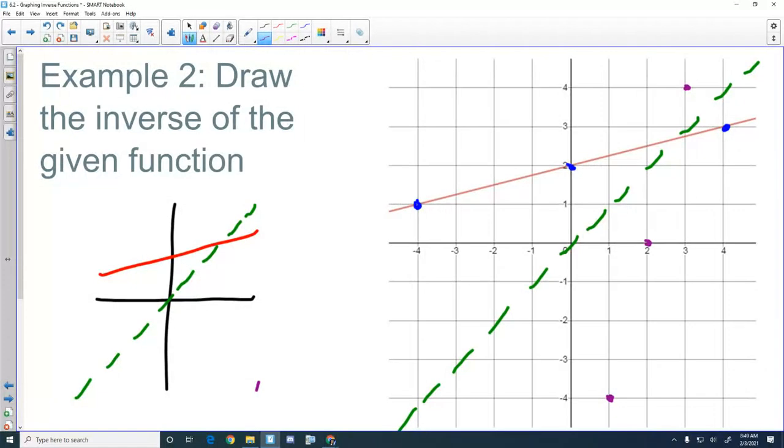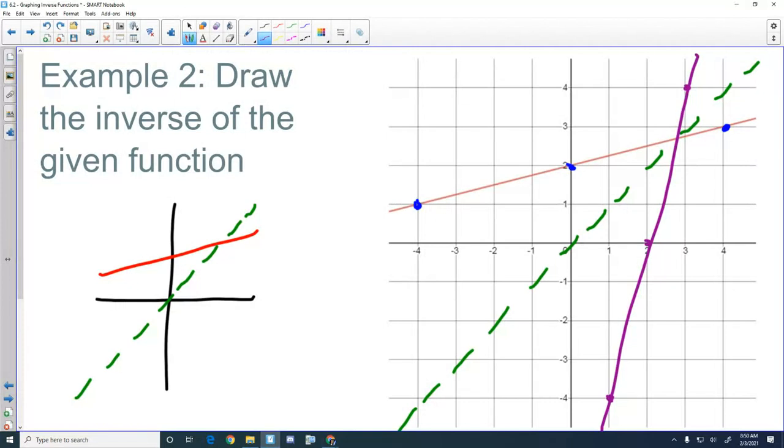Now, since this original graph is a straight line, we can go ahead and just connect the dots. As long as your graph was precise enough, you should be able to connect those pretty easily. And just get your straight line like this.